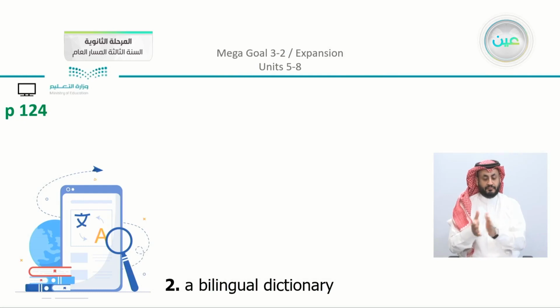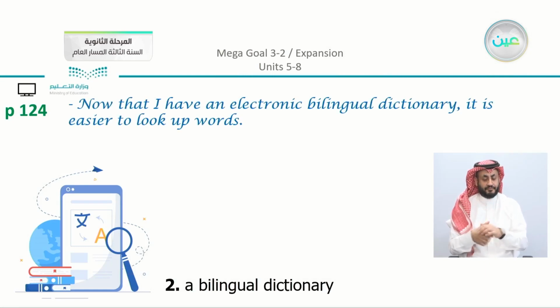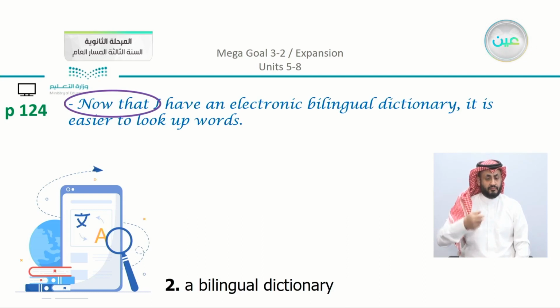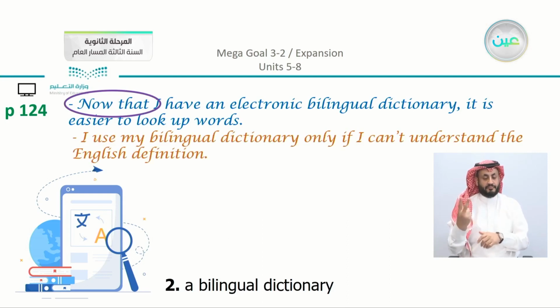Number 2, a bilingual dictionary. So we have the first sentence, for example, now that I have an electronic bilingual dictionary, it is easier to look up words. And in another example, I use my bilingual dictionary only if I can't understand the English definition.